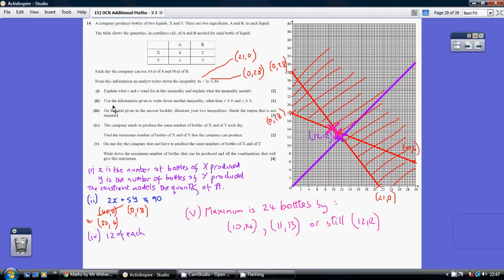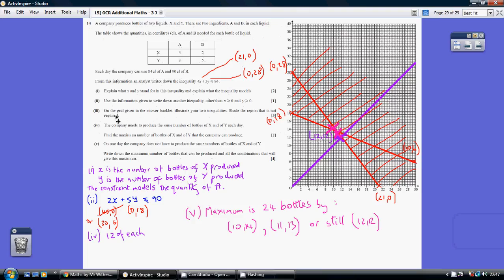So for part B, use the information to write down another inequality. So looking at ingredient B, 2 lots of little x plus 5 lots of little y has got to be less than or equal to 90. That's our constraint for B.